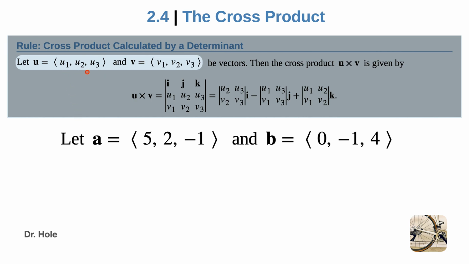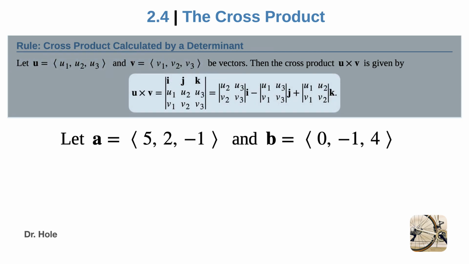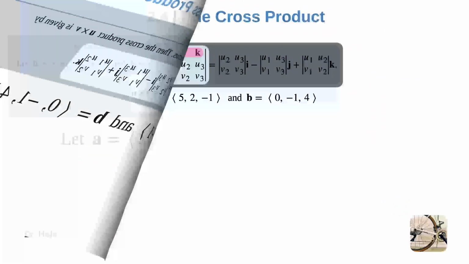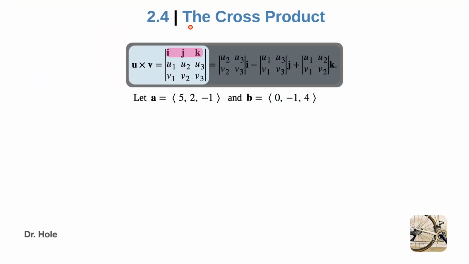That is, we need a UVec and a VVec. Let's, for example, take AVec as our UVec and BVec as our VVec. We're going to use this rule. To do so, let's clean up our workspace. Here's the rule. We've gotten started.